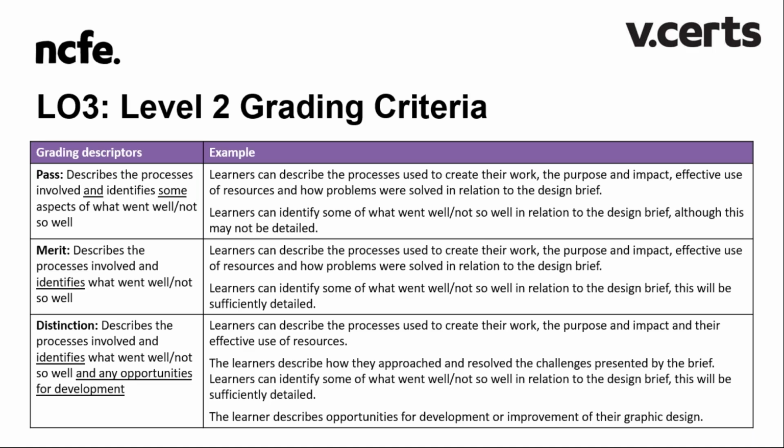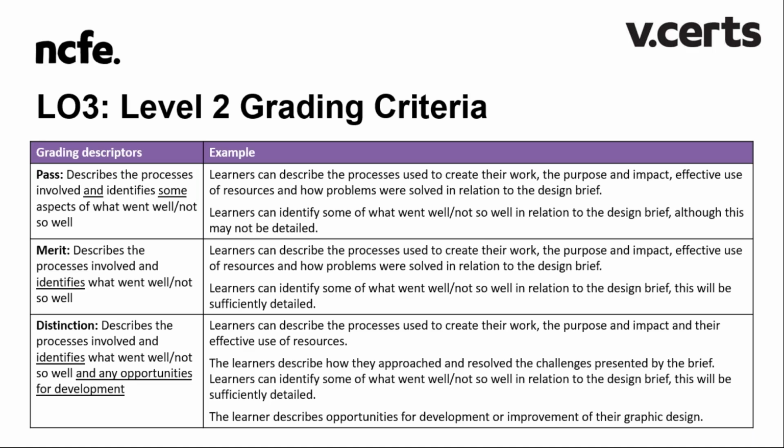The difference you'll see with the distinction is, in the example text on the right column, they must actually include development for improvement of their graphic design. So it's in the distinction criteria. Not only did they describe the processes involved and identify what went well and not so well, they must identify opportunities for development, for improvement. Without that additional evidence, they wouldn't be able to achieve higher than a merit there.